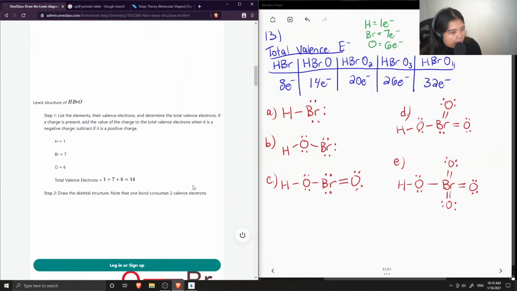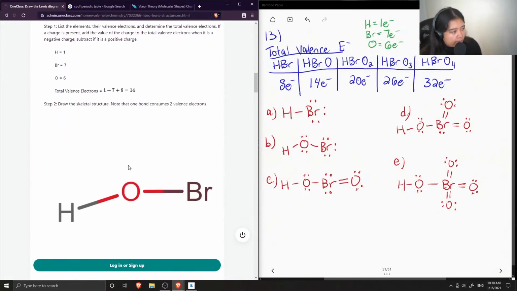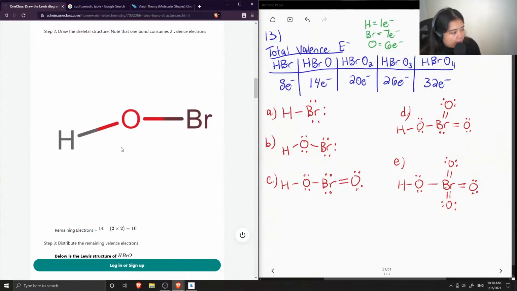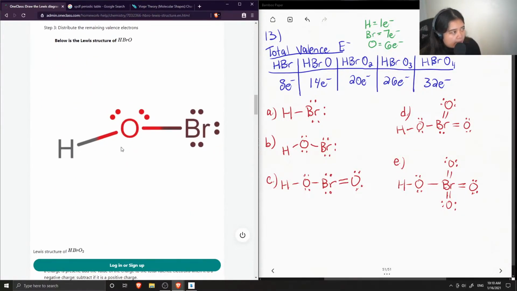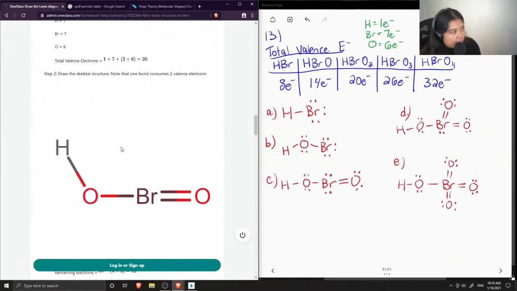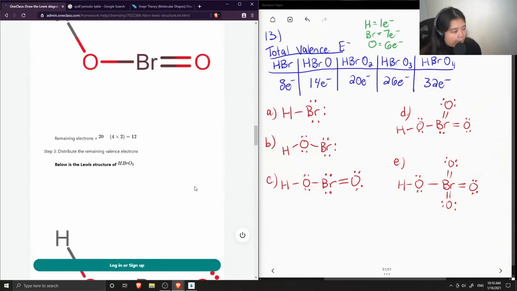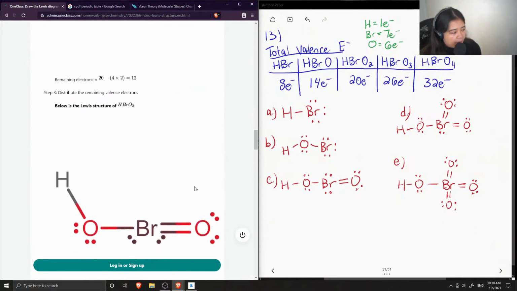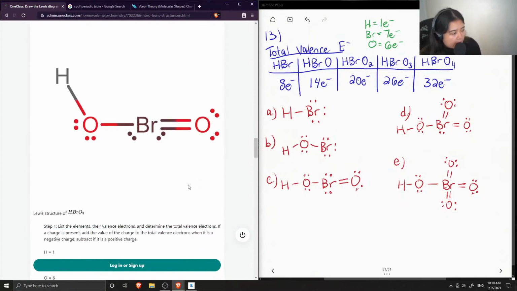So when we add an oxygen, the total valence electrons is now 14. So this is their skeletal structure. And this is their final Lewis structure as well. Adding an additional oxygen, we have 20 valence electrons. And they showed how there's a double bond with one of the oxygens. And then they distributed the remaining valence electrons. Okay, so that is correct as well.